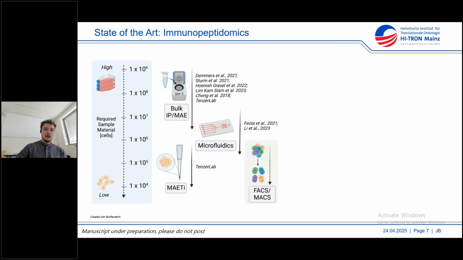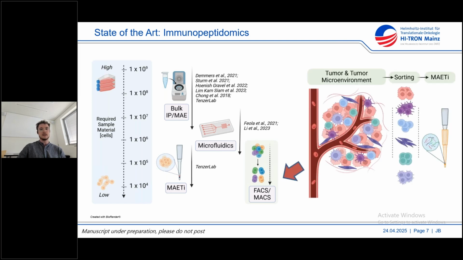And with this method, even without microfluidics or a complex setup limiting throughput, you can acquire data from cell inputs even lower than currently reported microfluidics input numbers, which would potentially make it compatible with FACS sorted cell populations. And I think it's really exciting to be in immunopeptidomics at the moment, because if we think of a heterogeneous tumor microenvironment, there are also different cells involved. And I think it gets really exciting when we come to cell subpopulation immunopeptidomics.